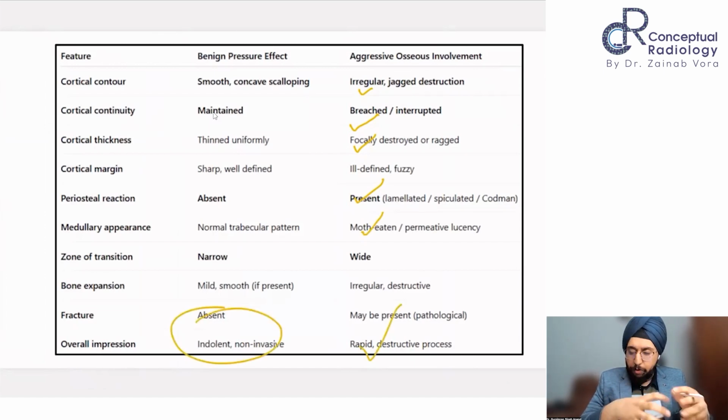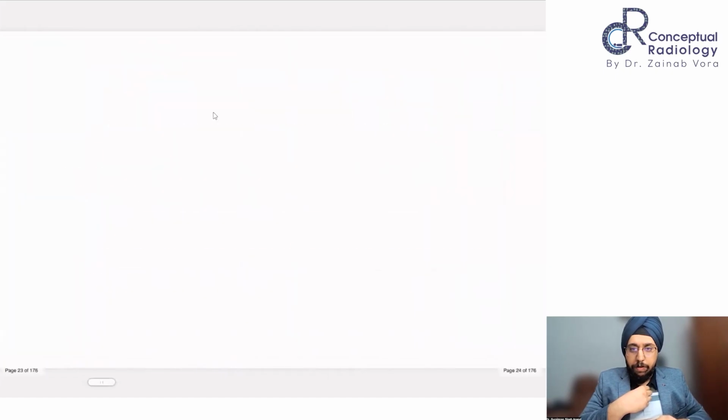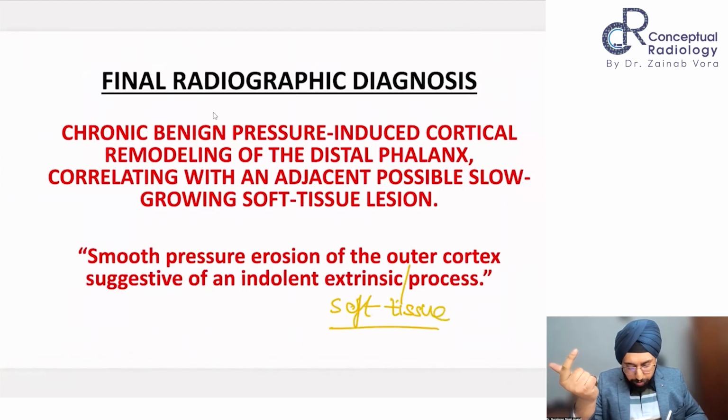And when we are talking about a smooth scalloping, we are talking about something called benign indolent, or you can say a slow growing process. Okay. So it's a smooth pressure erosion of the outer cortex, which is suggestive of an indolent extrinsic or a soft tissue process. So by extrinsic, we mean here an extramedullary process, or you can say an extra osseous kind of process.